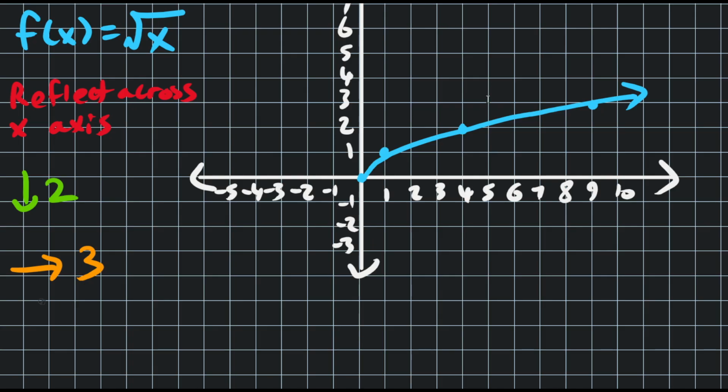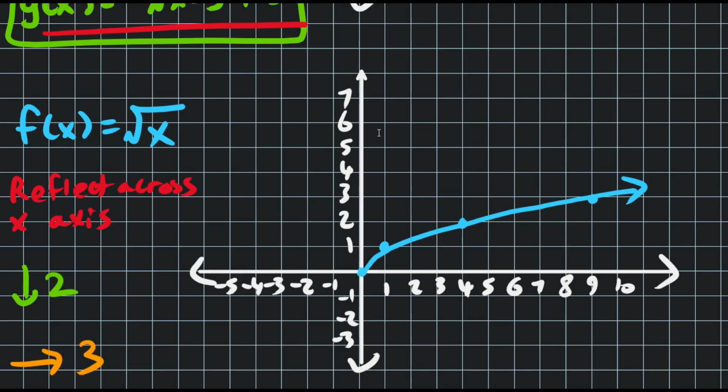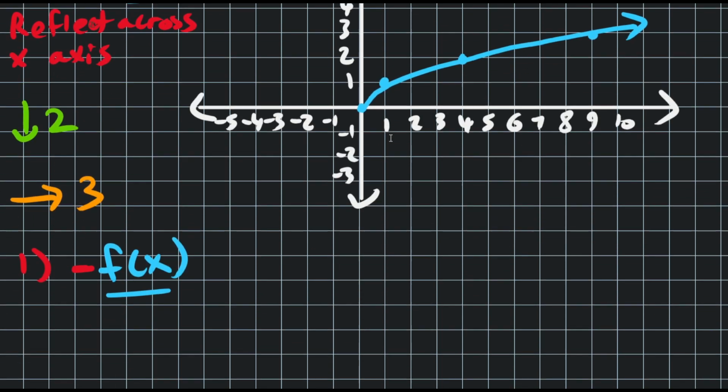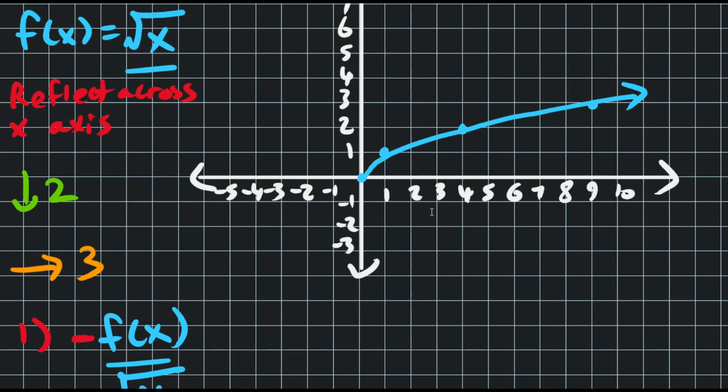Okay, so the first step, reflecting across the x-axis. So step 1. How do we do that to f of x? All we have to do is do negative f of x. That will reflect it across the x-axis. So what's negative f of x? Well, we know f of x is radical x. So to substitute, this comes out to negative radical x. So negative radical x is what we have so far.